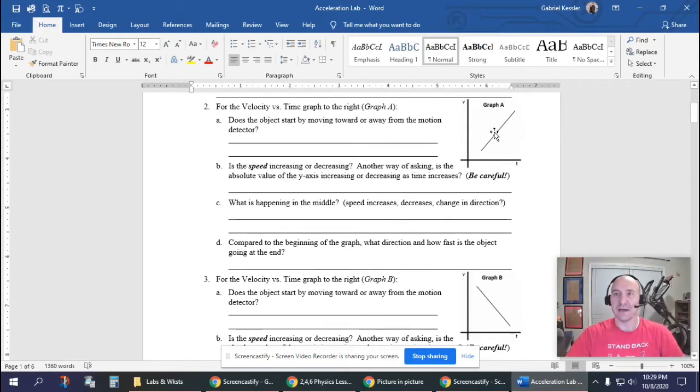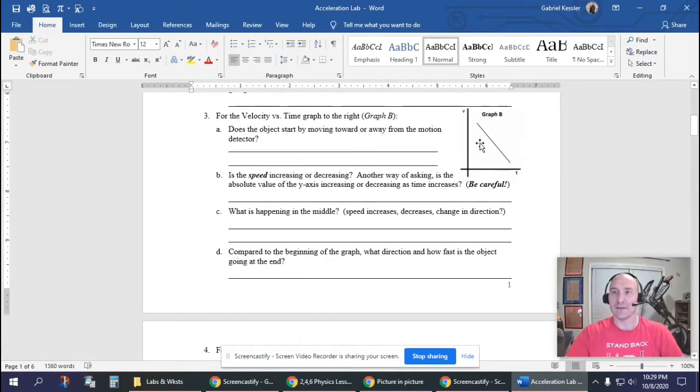All right, so speeding up because we have a positive slope, and notice we have a positive velocity, with the slope being the acceleration. Velocity and acceleration are in the same direction, so it's going to be speeding up. And how do I know it's a positive velocity? Because it's above the x-axis. How do I know it's a positive acceleration? Because the slope is positive.